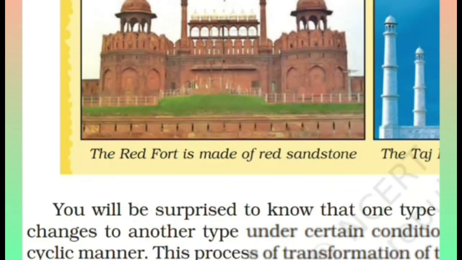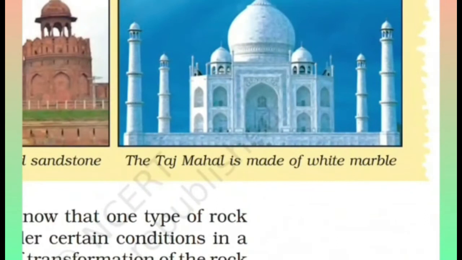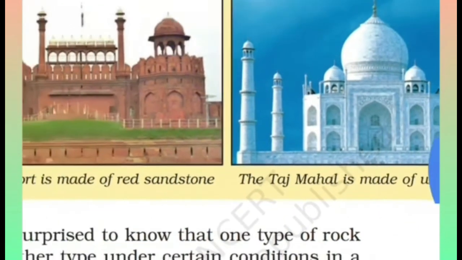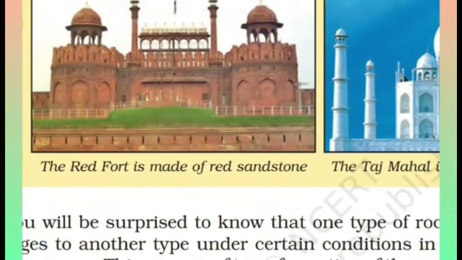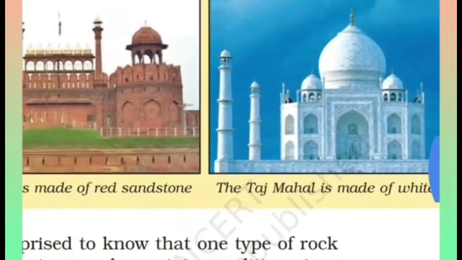The Red Fort is made of red sandstone, and the Taj Mahal is made of white marble, so keep it in mind. Okay, etu monot rakhiba যে এই Red Fort to amar ki di bonwa hoise, red sandstone edi bonwa hoise, aru Taj Mahal to white marble edi bonwa hoise. These two are very important points, keep it in mind.